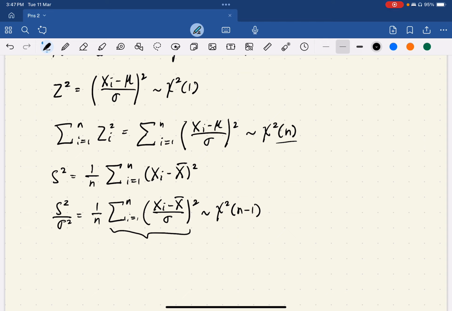Because as you can see, the mean here is not allowed to vary. It has to be fixed. But then you have n random variables, right? So not sure if you understand that, but yeah, that's the logic behind it.